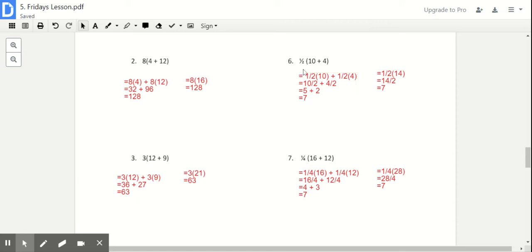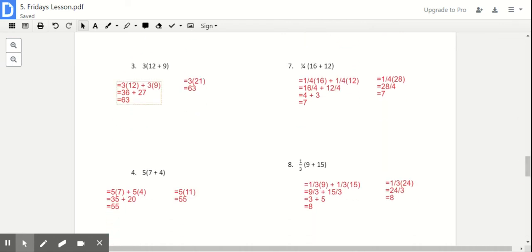Number 6, I have a half times (10 plus 4). So half times 10 plus half times 4. And then this equals 10 halves plus 4 halves. And then, of course, that gives me 5 plus 2 equals 7. Now, if I solve the parentheses first, it gives me 14. So half times 14, which gives me 14 halves, which is 7.